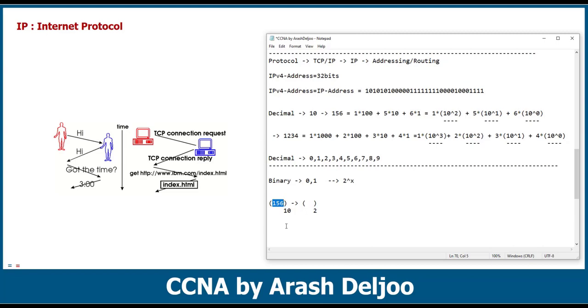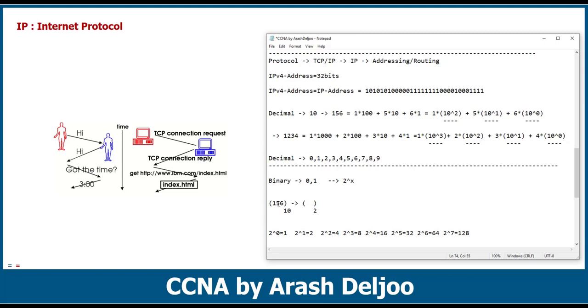You need to write this value in powers of 2. What are the powers of 2? Let me review this for you. 2 to the power of 0 equals 1. 2 to the power of 1 equals 2. 2 to the power of 2 is equal to 4. 2 to the power of 3 is equal to 8. 2 to the power of 4 equals 16. 2 to the power of 5 equals 32. Then 2 to the power of 6 equals 64. 2 to the power of 7 equals 128, and so on.